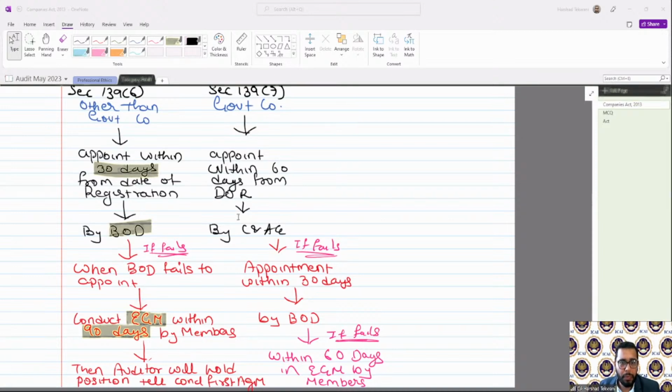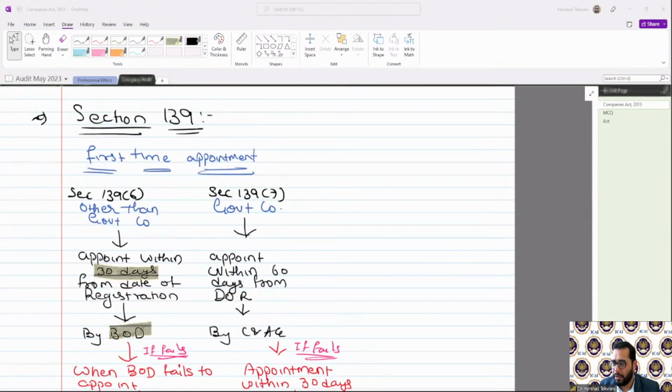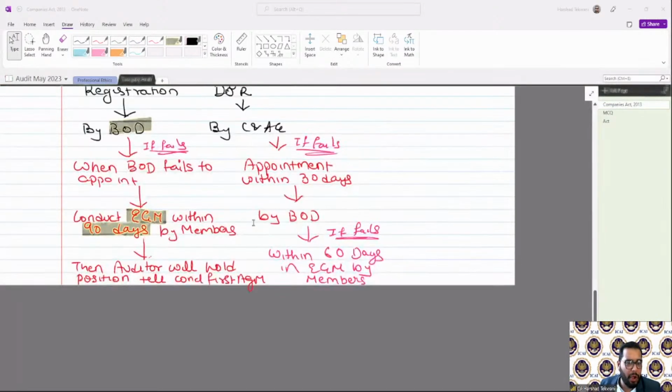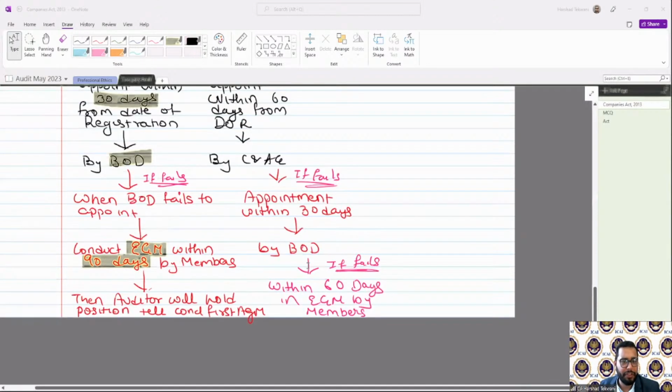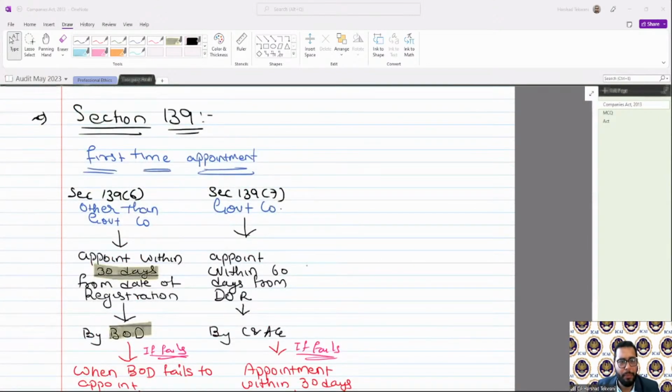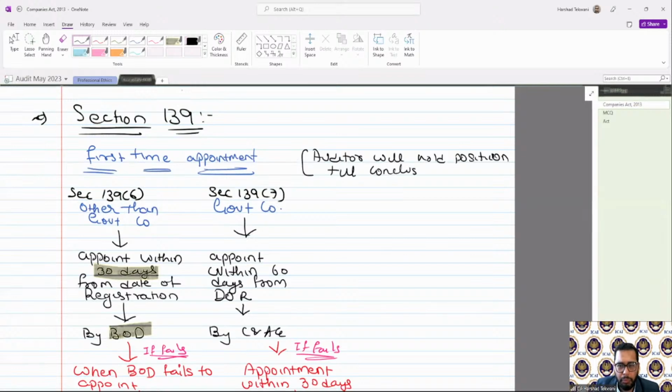Okay, good. Now that was the first time appointment. Now we'll see the subsequent appointments. Okay. In both of the cases, the auditor will hold the position till the conclusion of first AGM. Okay. Now we will see subsequent appointment.